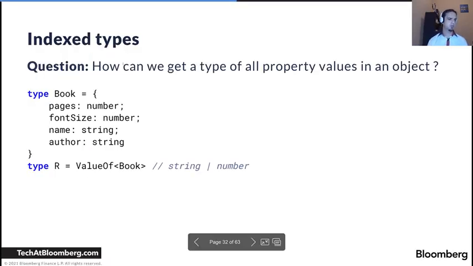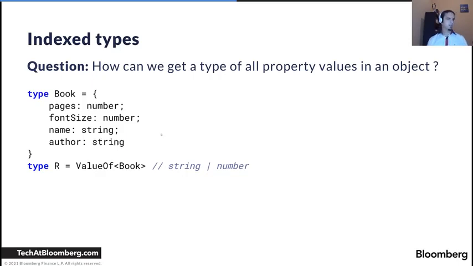Let's look at another question. If we already have a type, let's call it Book, how can we get the type that represents a union of all property types inside of that original type? So for example, we would like to define a type, let's call it ValueOf, and we would like this type to return, if we pass in Book, string or number, because those are the only types that are possible for the values of the type Book.